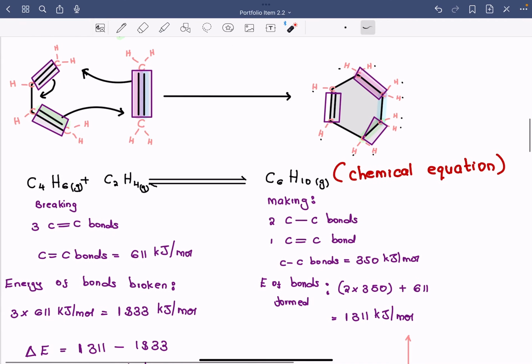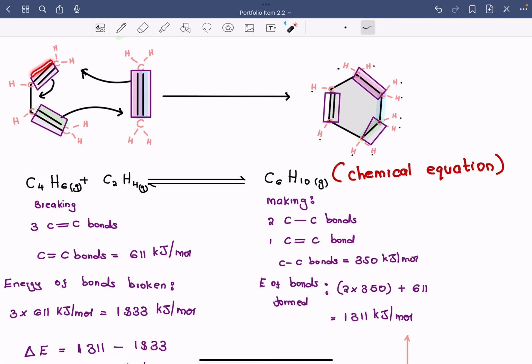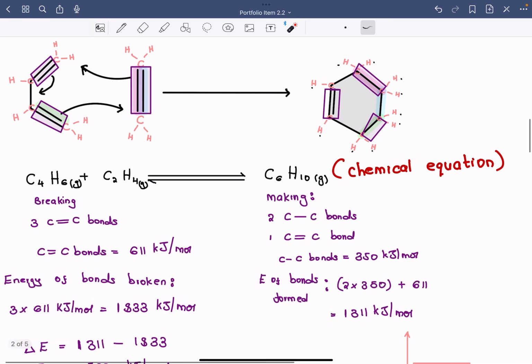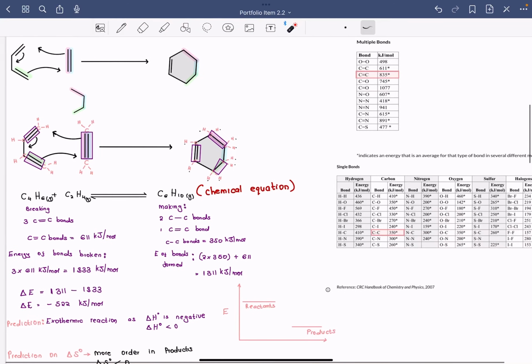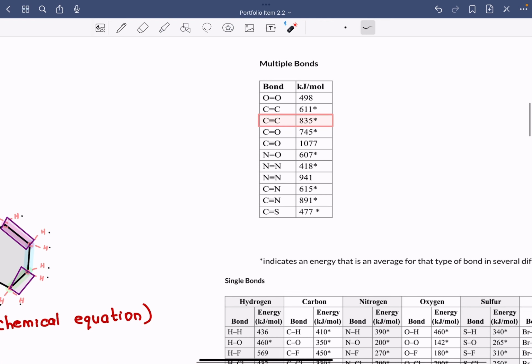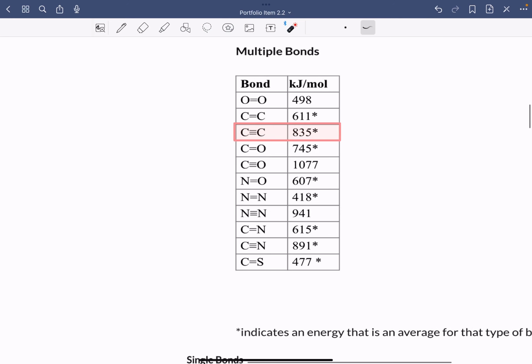So with the breaking of the bonds, as I have highlighted in these little purple boxes, we'll be breaking 3 C to C bonds. Those are the bonds that we're breaking. And from the thermodynamic chart that indicates the energy of bonds... actually, that's wrong.